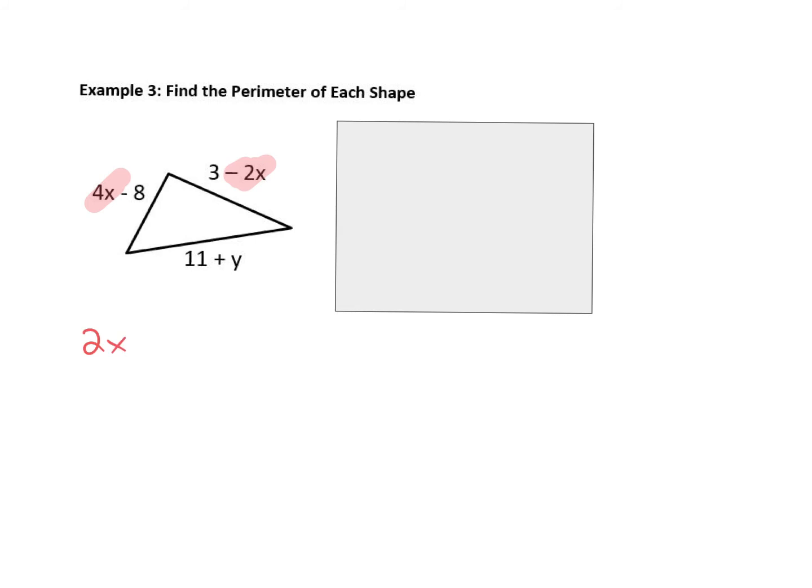We also have another variable in the y, but nothing else for it to match up with, so we're just going to say plus y. And then the third one here, we're looking at adding together all of our constants. So if we have 11 plus 3 is 14, and then 14 minus 8 would be plus 6. So let's get into our pen. There we go. Plus 6. And that would be our final answer.